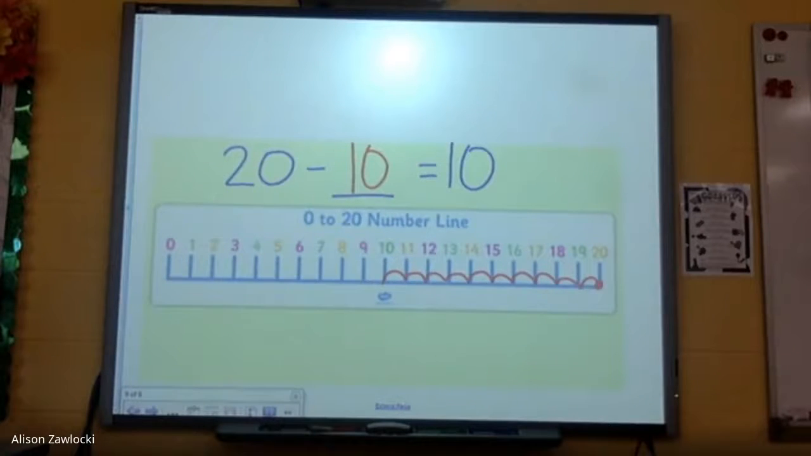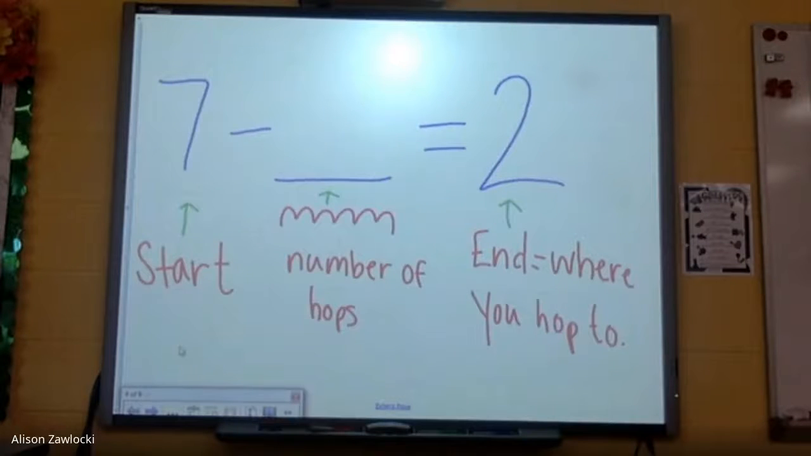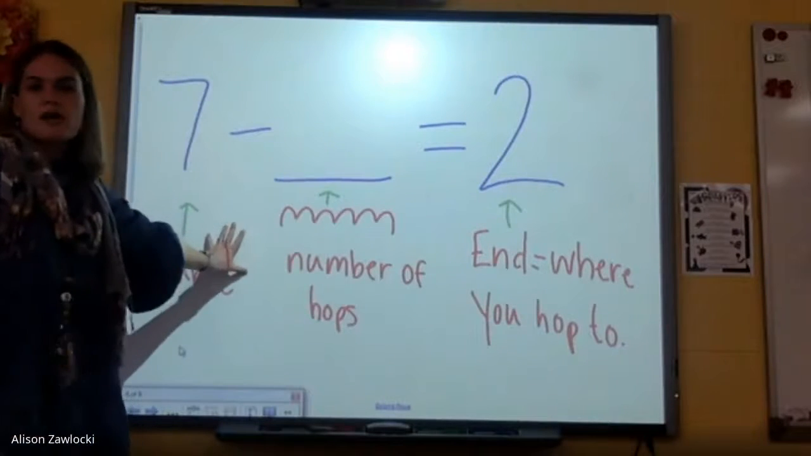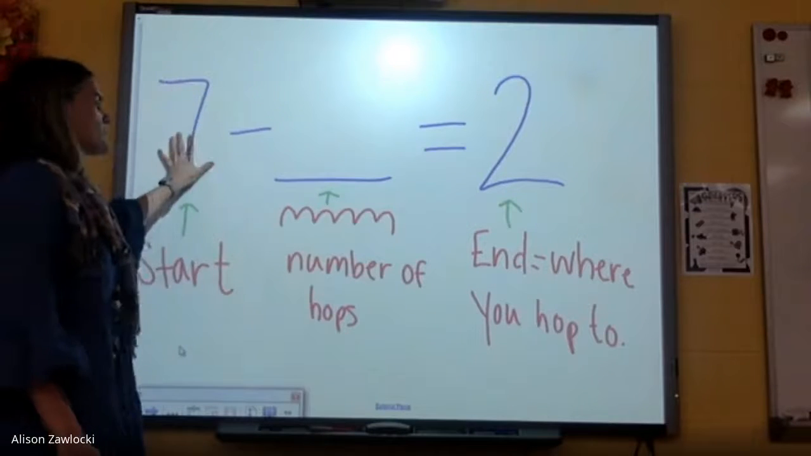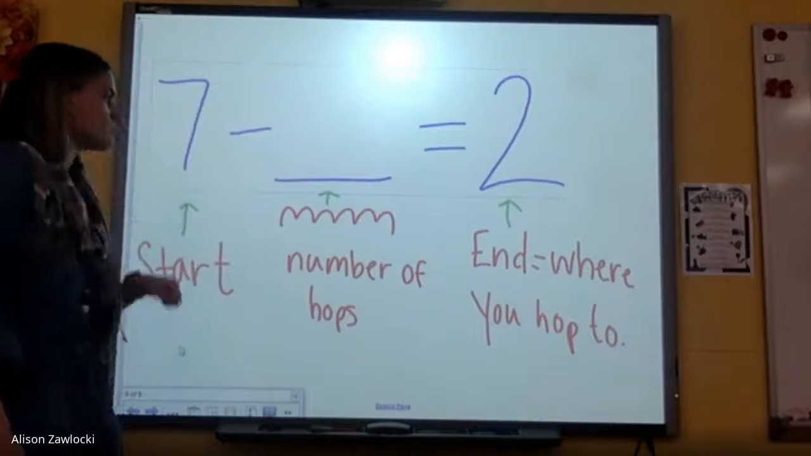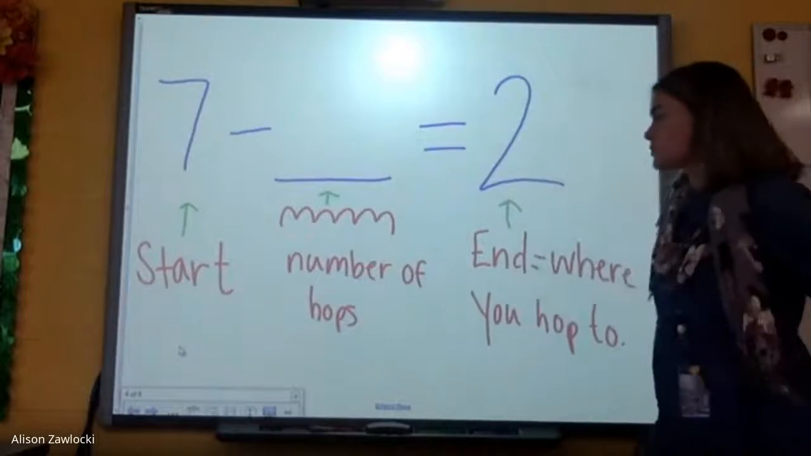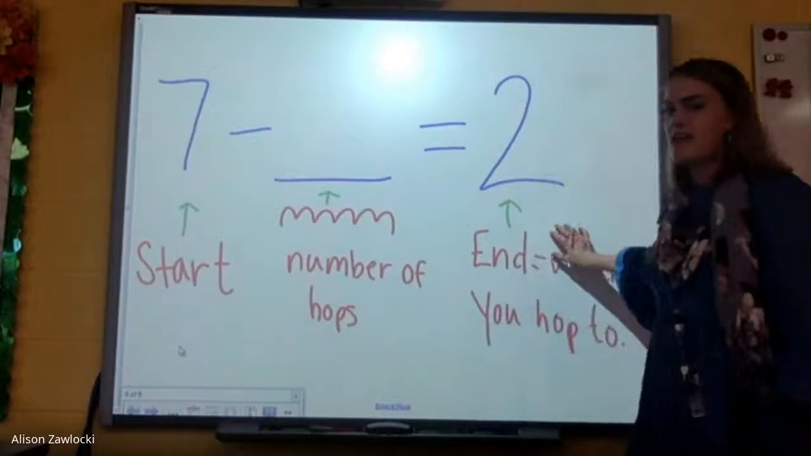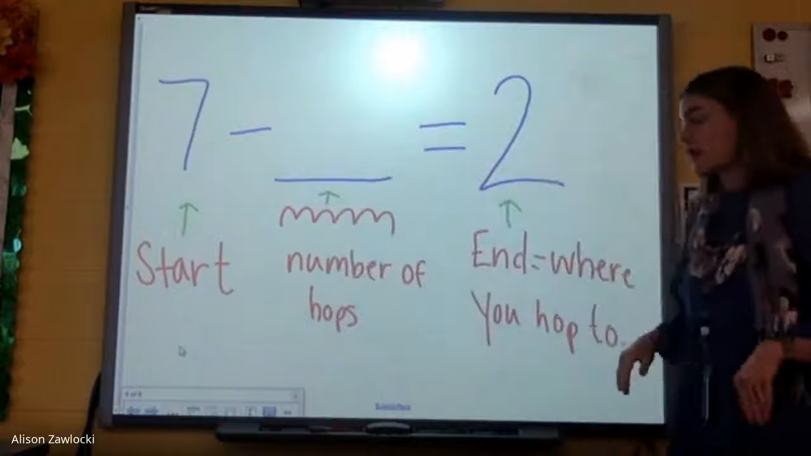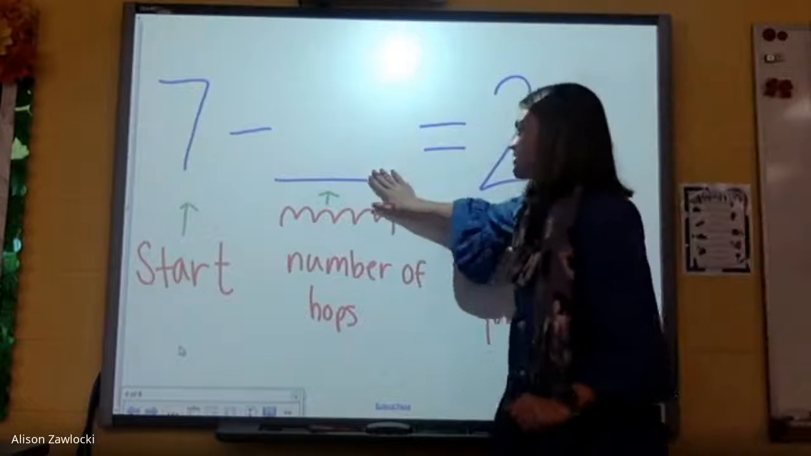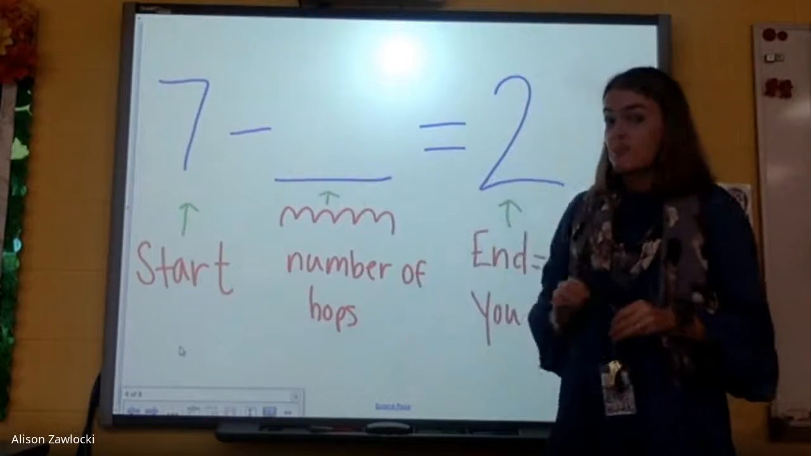I want to do a quick review with us before we go. So remember, this is our starting point in any missing add and subtraction number sentence. It's your biggest number or your total. This is your stopping point, where you hop to. So it's where you hop to, not how many hops you make. You don't make 2 hops. You hop until you get to 2 on the number line. And this number here is how many hops you make. So you're going to go back and count your hops that you drew.